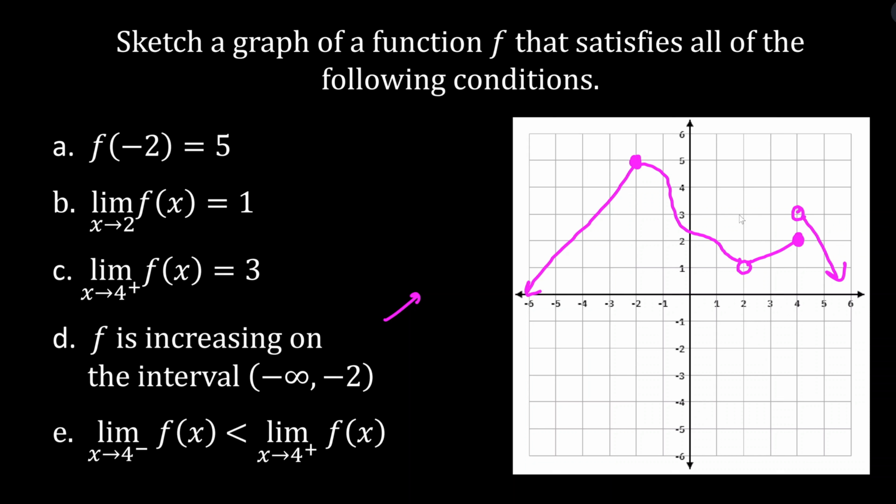All right, now let's go through each of our conditions and double check. f of -2 is 5. Boom. The limit as x approaches 2 is 1. Absolutely. The limit as x approaches 4 from the right is 3. From the right, that is 3. f is increasing on the interval from -infinity to -2. That is true. And the limit as x approaches 4 from the left is less than the limit as x approaches 4 from the right. That's absolutely true as well. We've got a graph of the function f that satisfies all of these conditions.